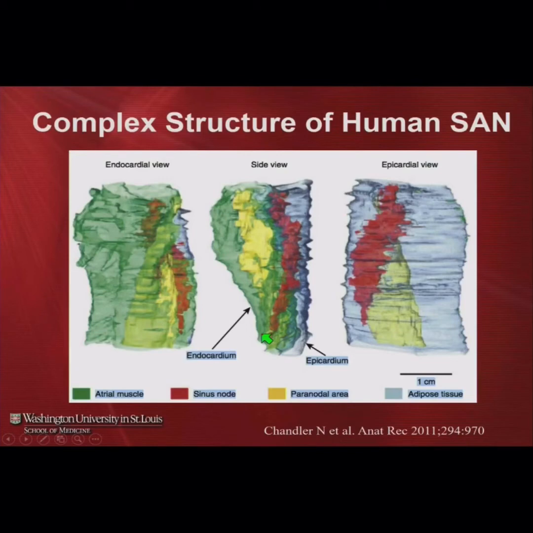Now, I think this picture does a really good job, as good a job as any figure I've seen, of illustrating the complexity of the human SA node. And it has 4 colors.